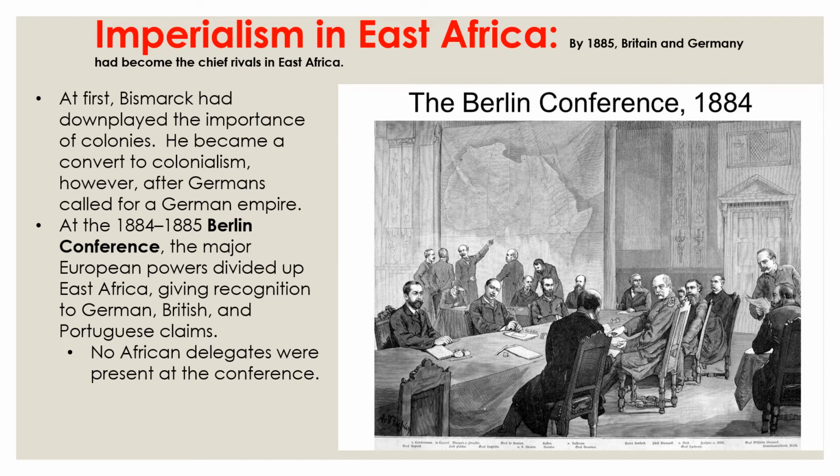By 1885, Britain and Germany had become the chief rivals in East Africa. At first, Bismarck, who was still in employment in Germany, he will not be fired by Kaiser William II until 1890. Okay, so this is still when William I is the Kaiser. At first, Bismarck had downplayed the importance of colonies in Germany because he was more concerned with building up what was going on domestically in Germany, building up all of the domestic power that he and the king would have, even though it incorporated a social security system and those kinds of things. But eventually he became a convert to colonialism after Germans called for a German empire, a real German empire in other parts of the world.